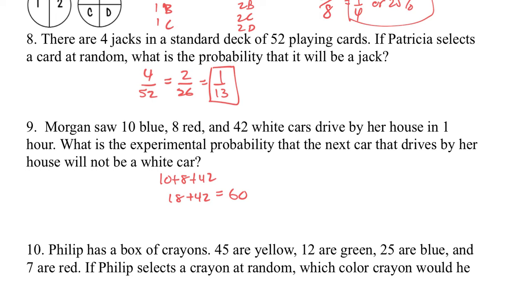So not a white car is 10 plus 8, which is 18. So it would be 18 out of 60, and if we take half of those, it is 9 out of 30. I would say 9 in 30 is the experimental probability that it will not be a white car.